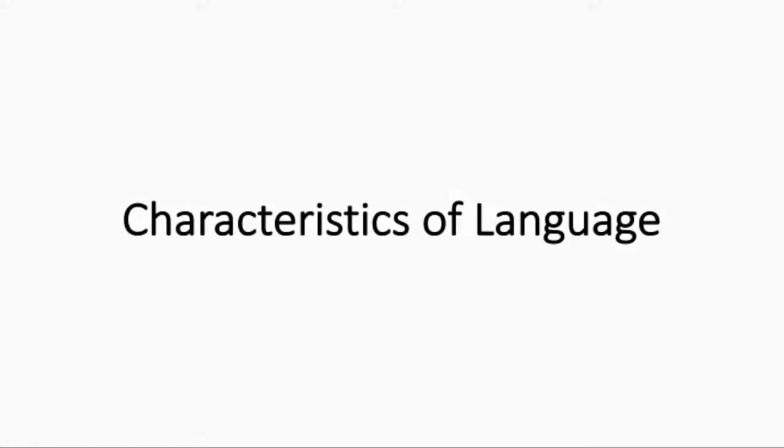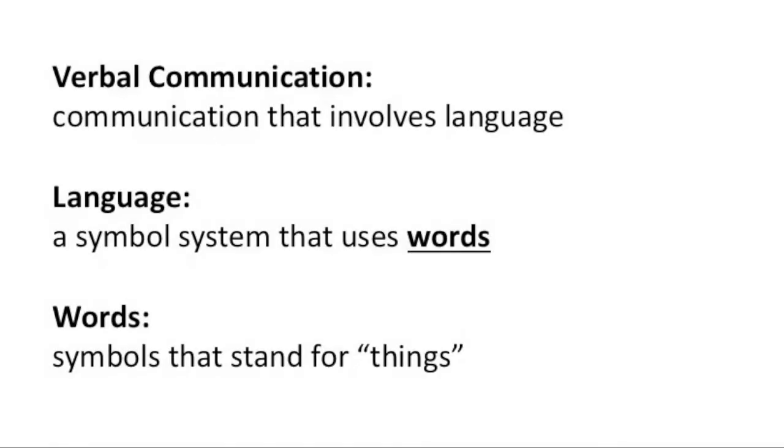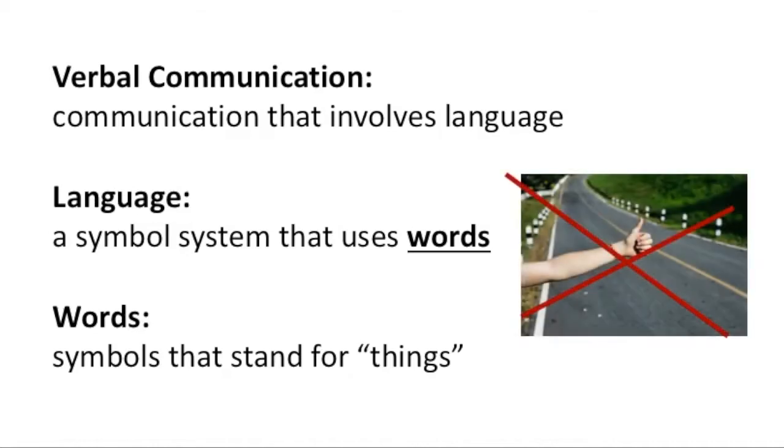Characteristics of language. So let's start with a few key definitions. As I said, verbal communication is communication that involves language, and language is a symbol system that uses words. So that would be why something like sign language would be considered a form of verbal communication, but something like this would not, because this is more of an ambiguous form of nonverbal communication. In particular, this could be considered something called an emblem, but we'll get to that next week.